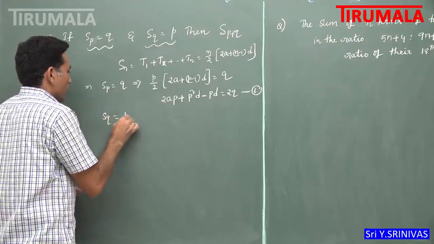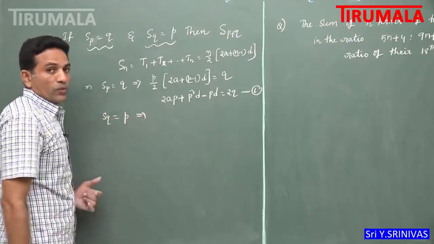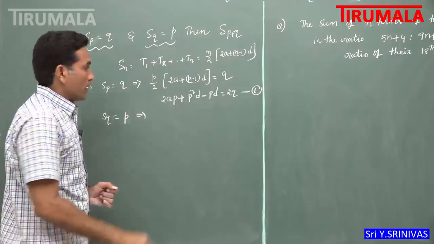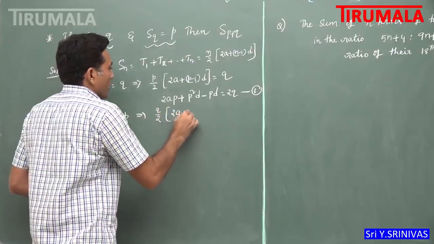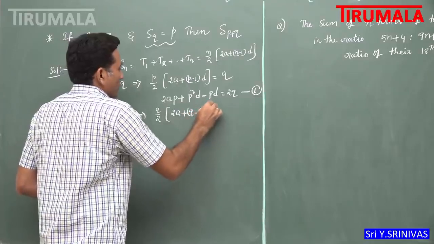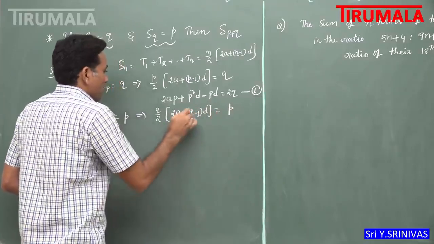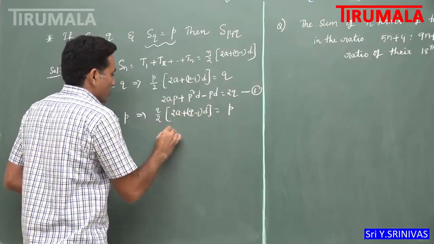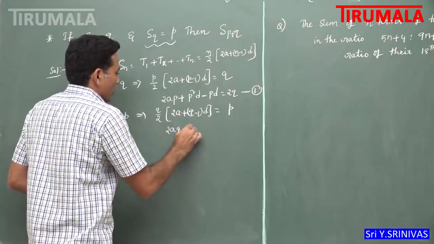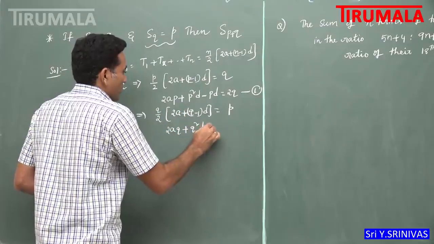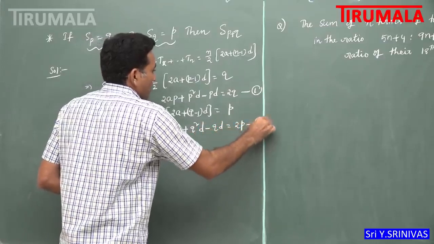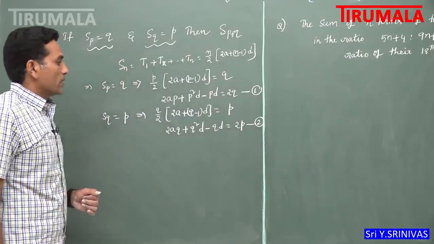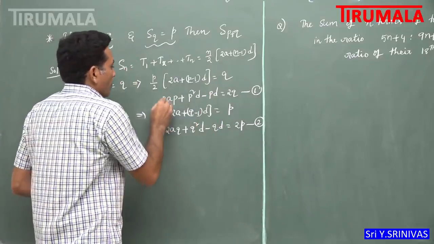And SQ equals P is given. SQ is the sum of Q terms of AP. Q by 2 into 2a plus Q minus 1 into d equals P. Simplifying again: 2aQ plus Q square d minus Qd equals 2P, which is the second equation. Now subtract the second from the first.